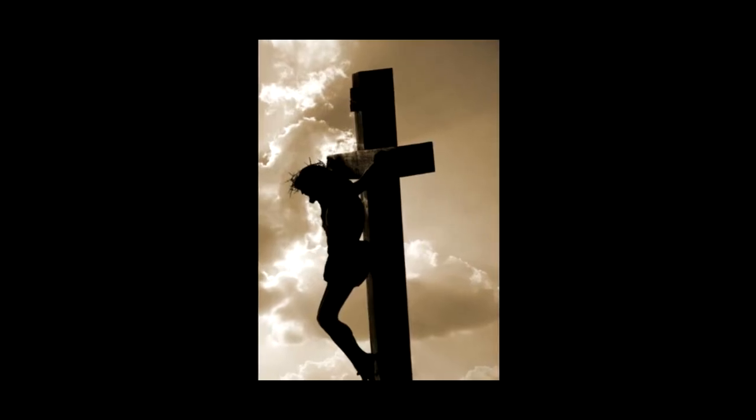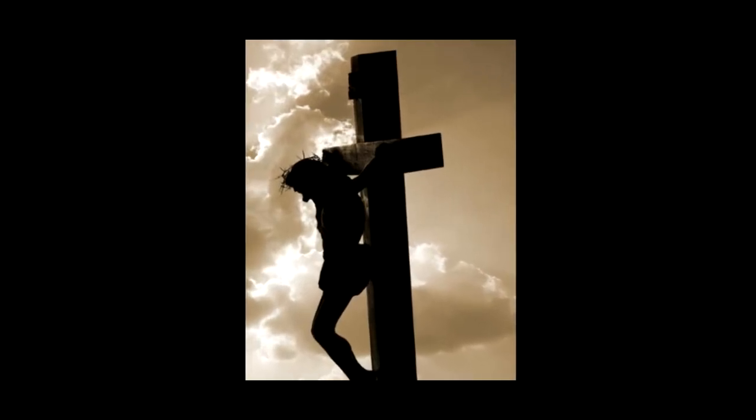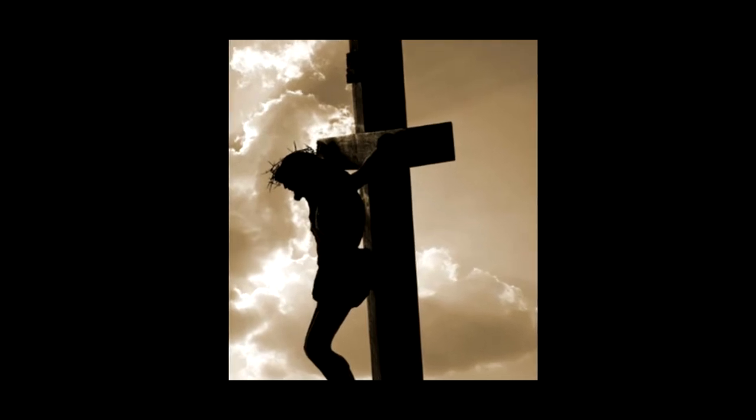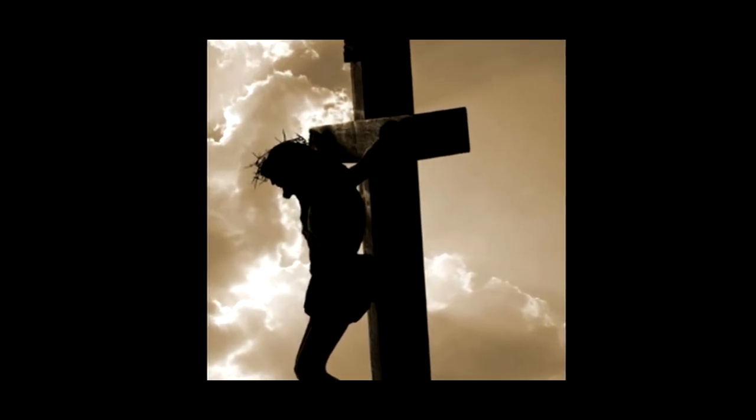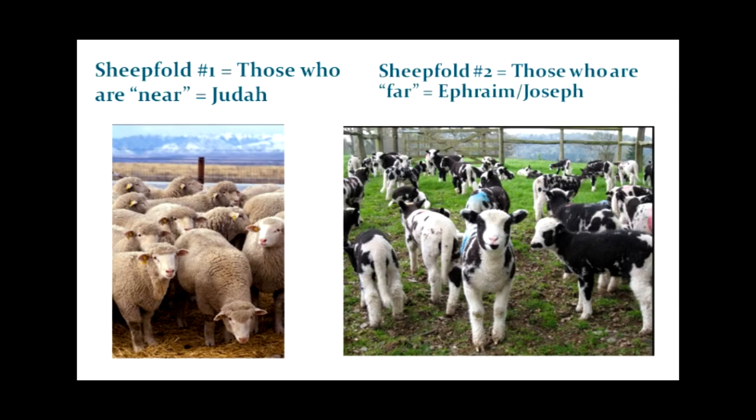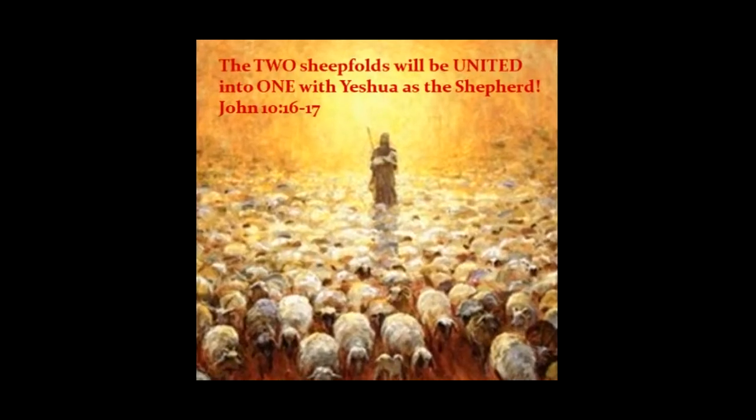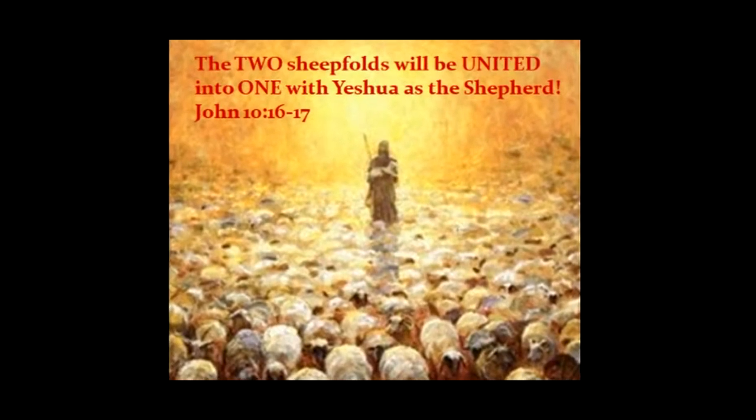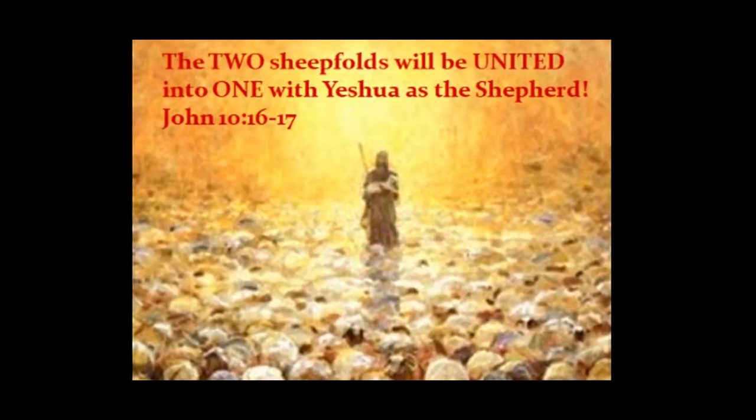One of the reasons why Yeshua died on the tree is to gather and unite all the 12 tribes of Israel. See John 10, verses 16 and 17. This includes those who are near, that is, Judah, and those who are far off, that is, Ephraim, or the house of Joseph. See Ephesians 2, verse 17. United in Yeshua, they become the one new man.